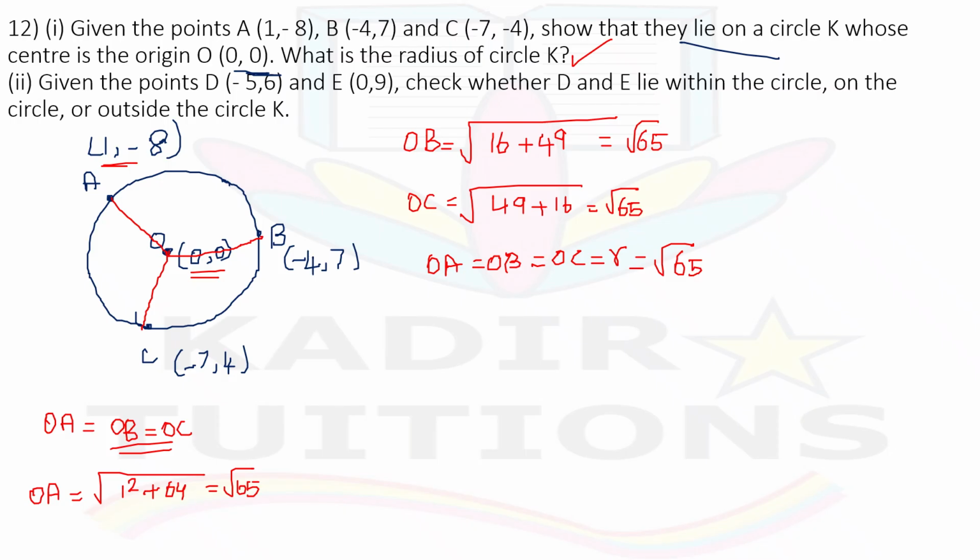What about our second part? Given the points D as well as E, check whether D and E lie within the circle, on the circle or outside the circle. Okay, so we need to check whether it is within the circle or on the circle.